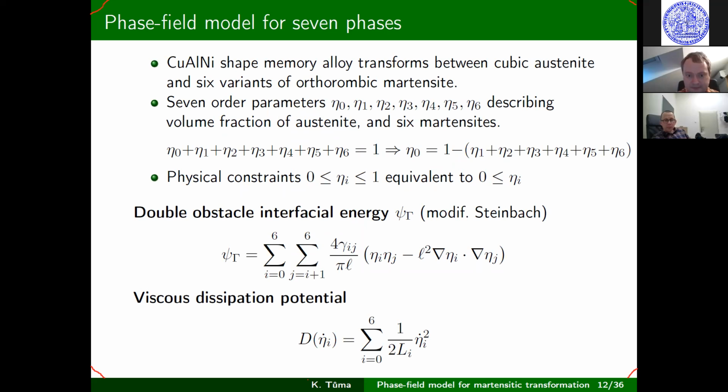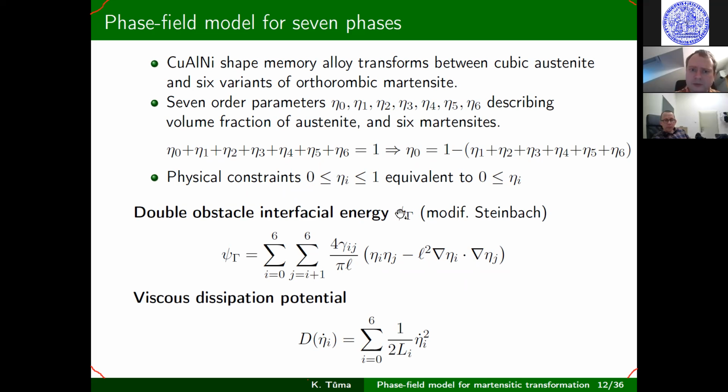So this was two phases. To model the physical reality in copper aluminum nickel shape memory alloy, we need to describe not just austenite and, for example, one variant of martensite, but we have to be able to describe austenite and all six variants of martensite. So to do it, we need seven volume fractions: eta zero, the volume fraction of austenite, and eta one to eta six, the volume fractions of martensites. And since they are volume fractions, they have to sum to one, which means that we do not need all of them. We can just compute eta zero, knowing eta one to eta six. Eta zero is equal to one minus the sum of eta one to eta six.